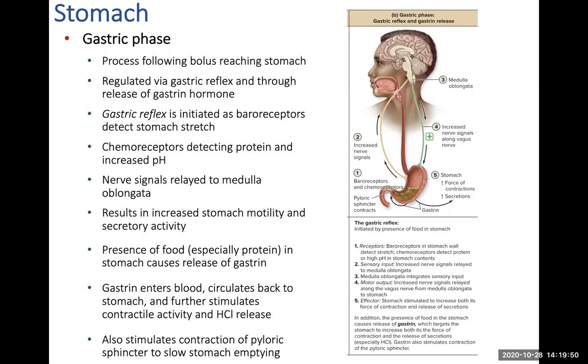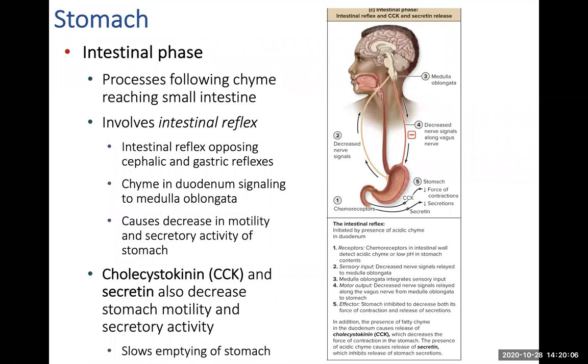So it helps to keep that pyloric sphincter contracted, and in doing so, that helps to essentially isolate what's happening in the stomach from the duodenum, from the small intestine, right? And that's to give time for the intestinal phase to kick in. So the intestinal phase is initiated when chyme reaches the small intestine, right? So at this point, the pyloric sphincter opens a little bit, several milliliters of chyme are moved into the duodenum, and the intestinal reflex or the intestinal phase is initiated.